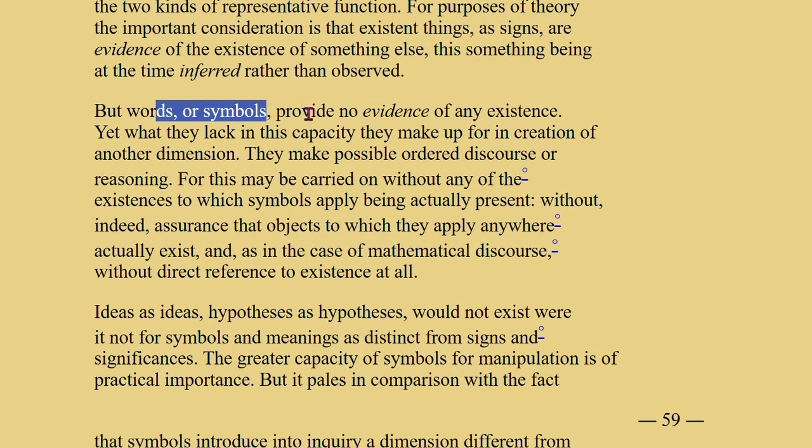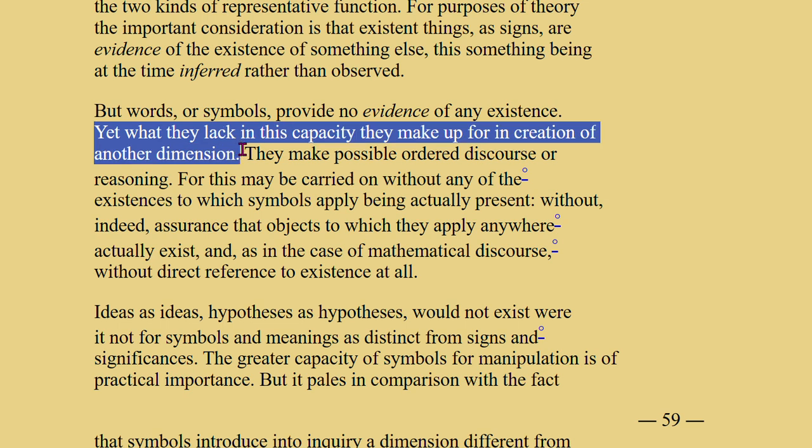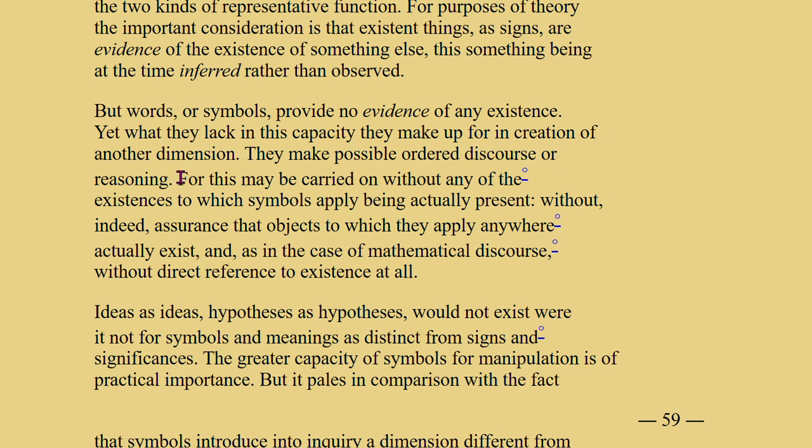But words or symbols provide no evidence of any existence, right? When we talk about smoke, it doesn't imply that there is smoke, even in our environment. It doesn't even imply necessarily that smoke exists at all anywhere. So you can't take having a word for something as evidence of the existence of something that the word supposedly represents. Yet what they lack in this capacity, they make up for in the creation of another dimension. They make possible ordered discourse or reasoning. So we'll hear this term ordered discourse again and again, which is Dewey's term for reasoning or the development of meanings in relation to each other.